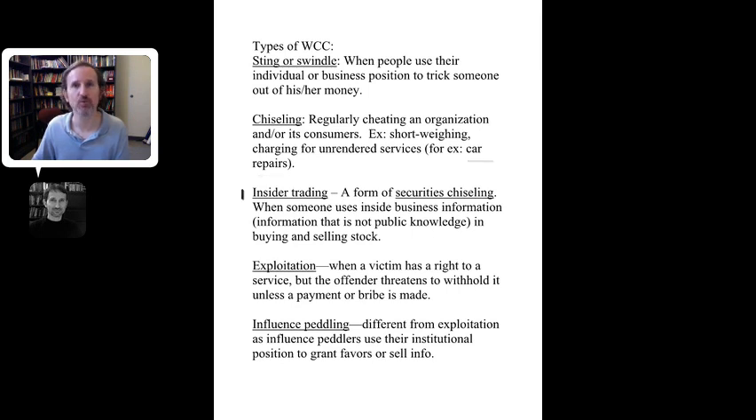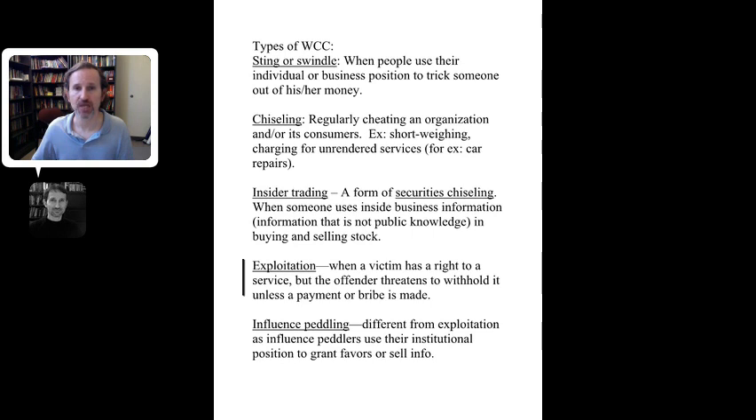Insider trading. This has gotten more and more attention over time because you begin to realize that if people have an unfair advantage in business, if they know something about a business before everyone else on the market knows, then they have the ability to buy or sell stock with some type of information that would benefit them and harm other people. So again, social harm comes into play. Insider trading, they consider securities chiseling. So somebody's using inside business information, which isn't public knowledge, to buy or sell stock. And if you have that kind of information, then you can make money. On the other hand, it's illegal, and the Securities and Exchange Commission looks into these kinds of infractions to make sure they don't happen.